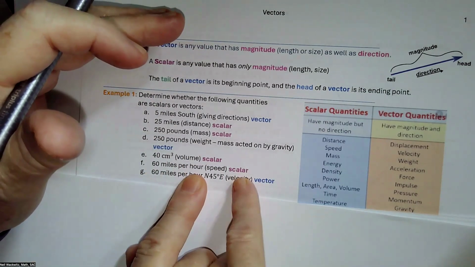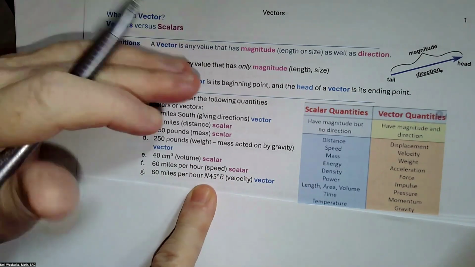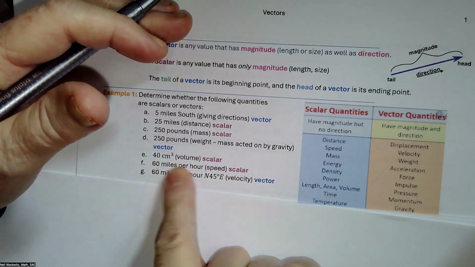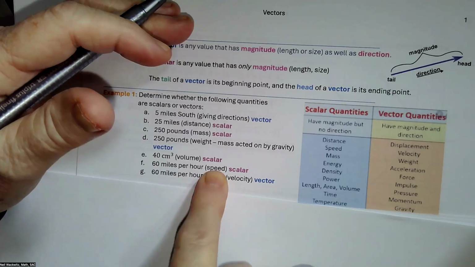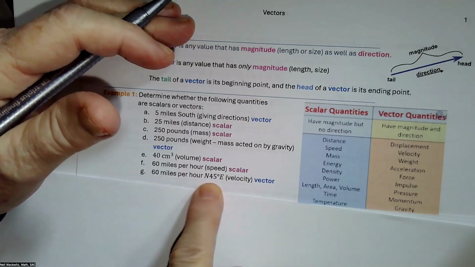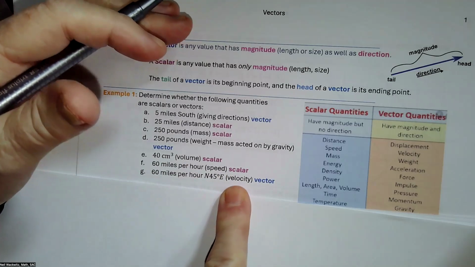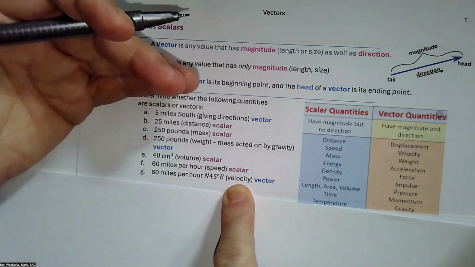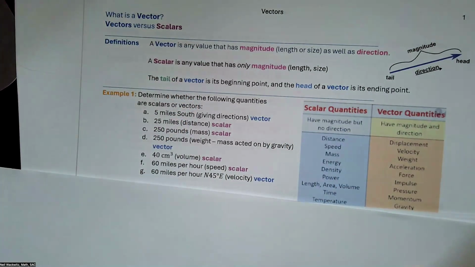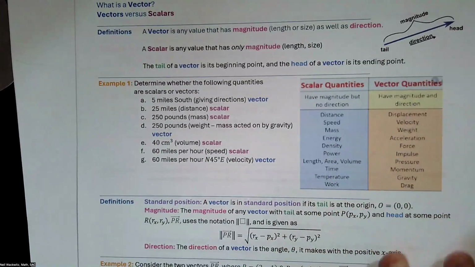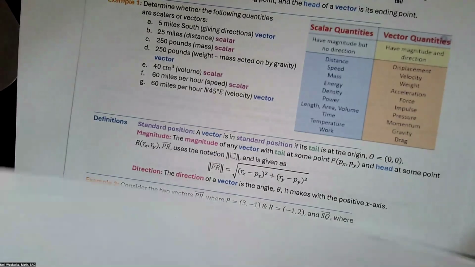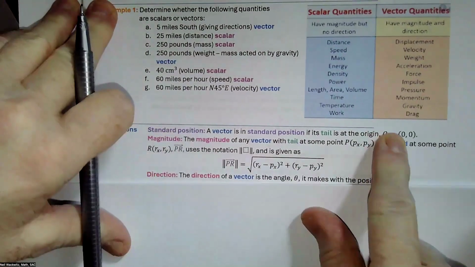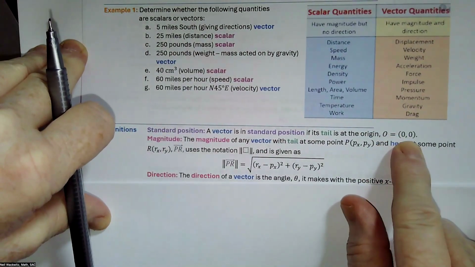60 miles per hour is a scalar, but 60 miles per hour north, 45 degrees east is a vector. So 60 miles per hour is a speed, where 60 miles per hour north, 45 degrees east is a velocity. Velocity has magnitude and direction. Magnitude is the size or the length. A vector in standard position is a vector where the tail is at the origin, 0, 0.